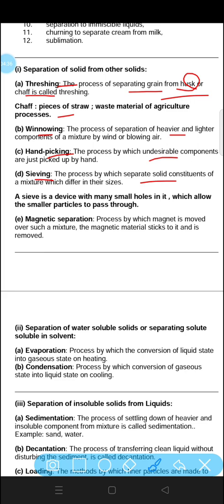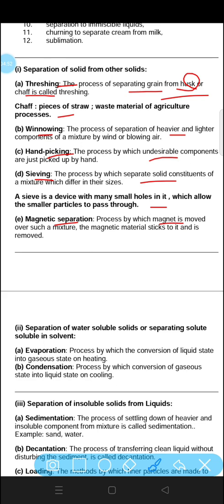A sieve is a device with many holes. Sieve is chalni, in which there are many holes which allow the smaller particles to pass, and the larger particles will remain over it. Next one is magnetic separation.